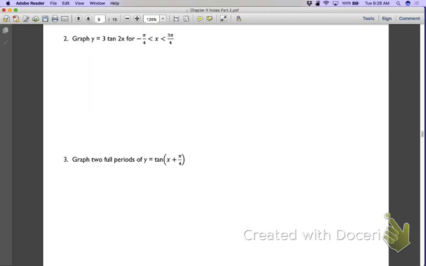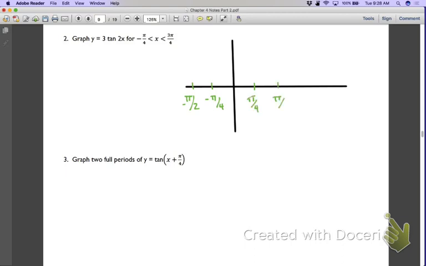So even like on one like 2, my window goes from negative pi over 4 to 3 pi over 4. It's completely up to you. Even if I just make it negative pi over 2 and negative pi over 4, and each mark is just pi over 4. Pi over 2 and 3 pi over 4. I have my window.